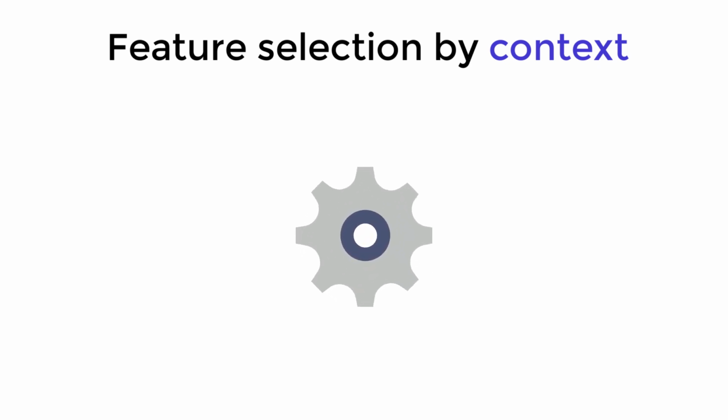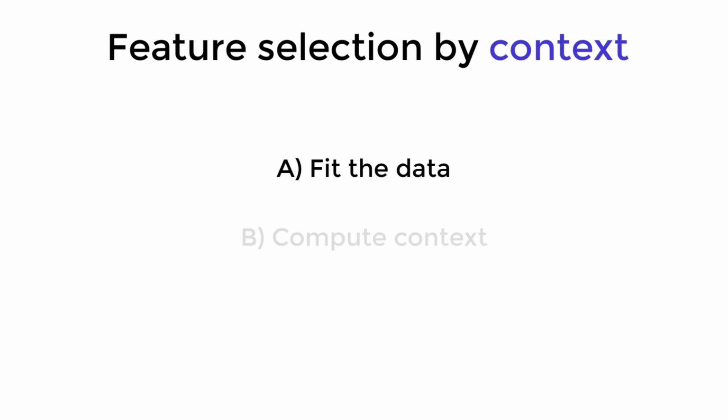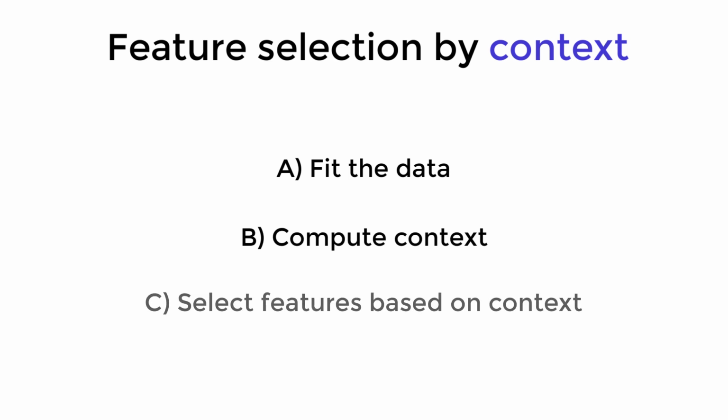We call the method used to highlight unique transcriptional patterns feature selection by context, and here's how it works. Feature selection by context can be divided into 3 steps: fit the data, compute context, and select features based on context. So the first step is fit the data.